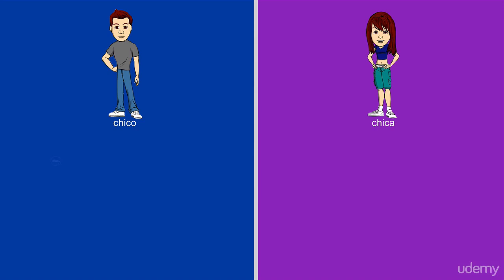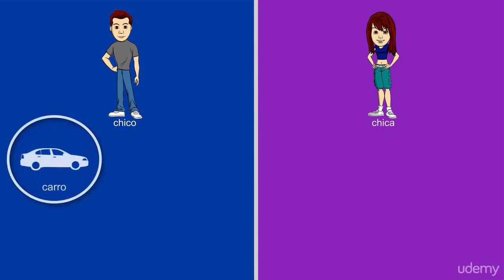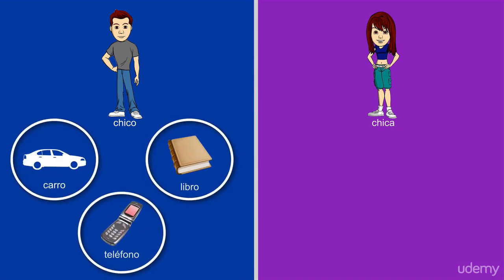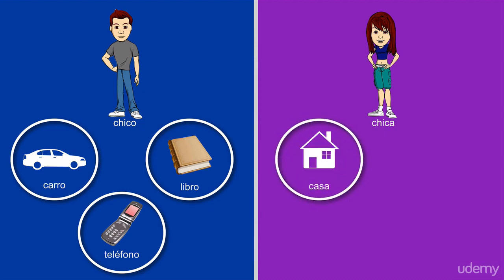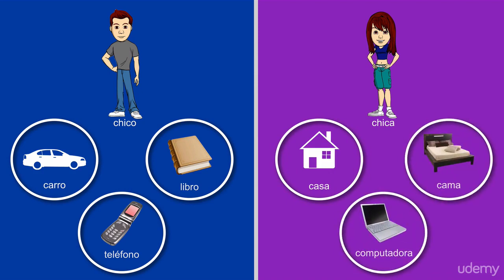A few words that are part of the masculine category are carro, teléfono, libro. And some words that are part of the feminine category are casa, computadora, cama.